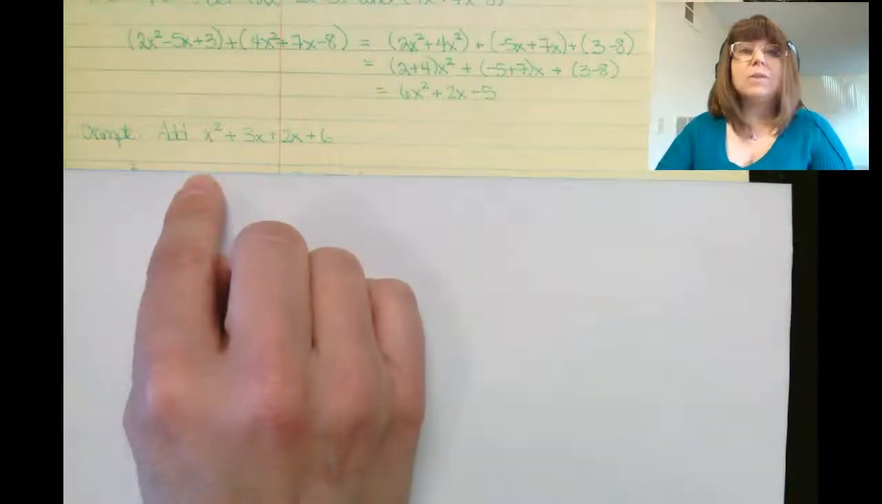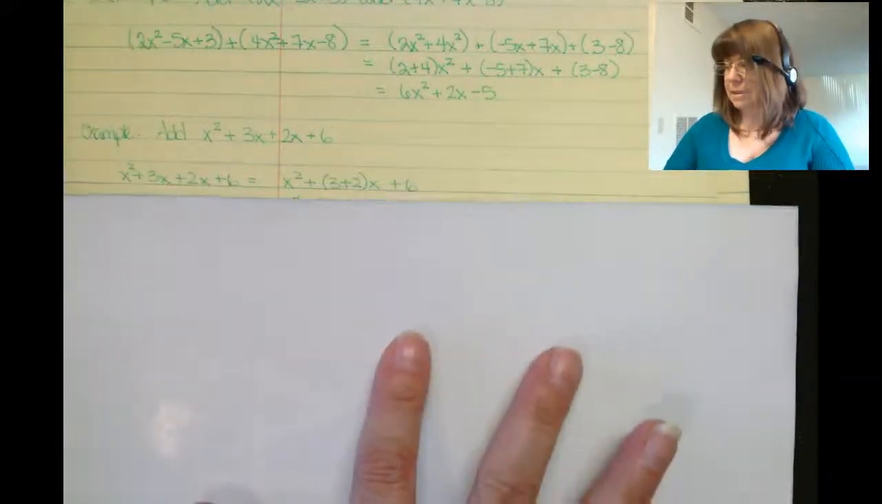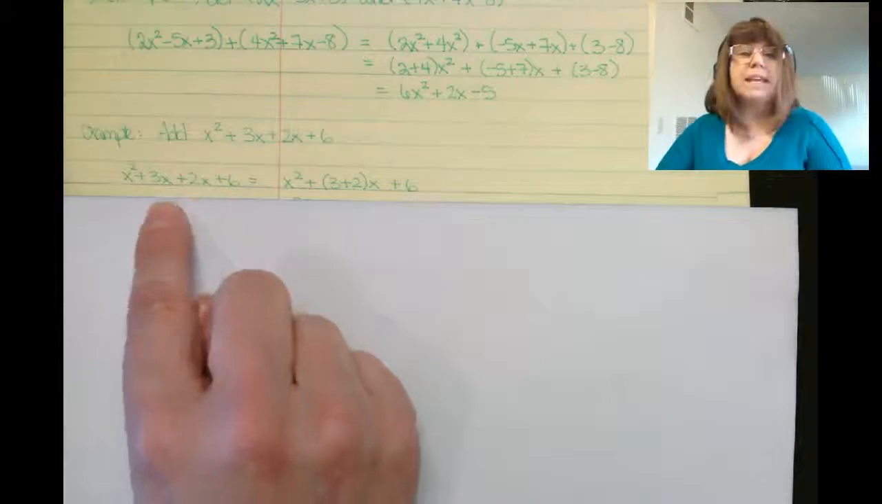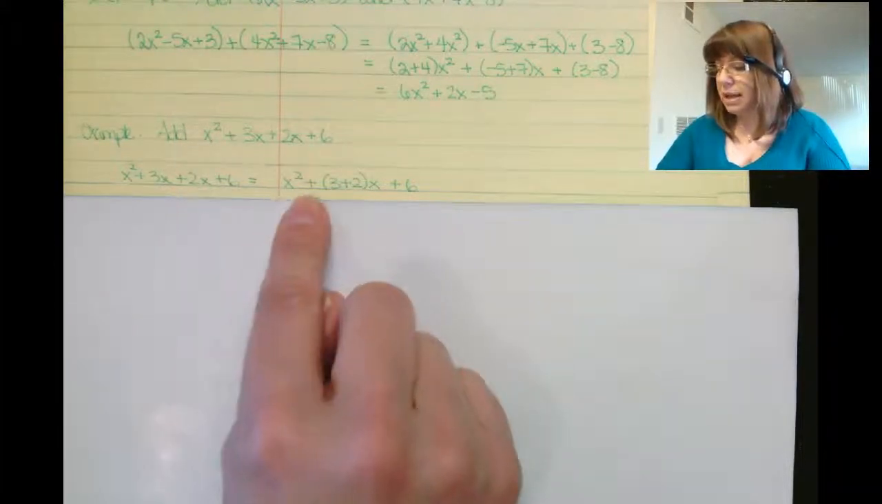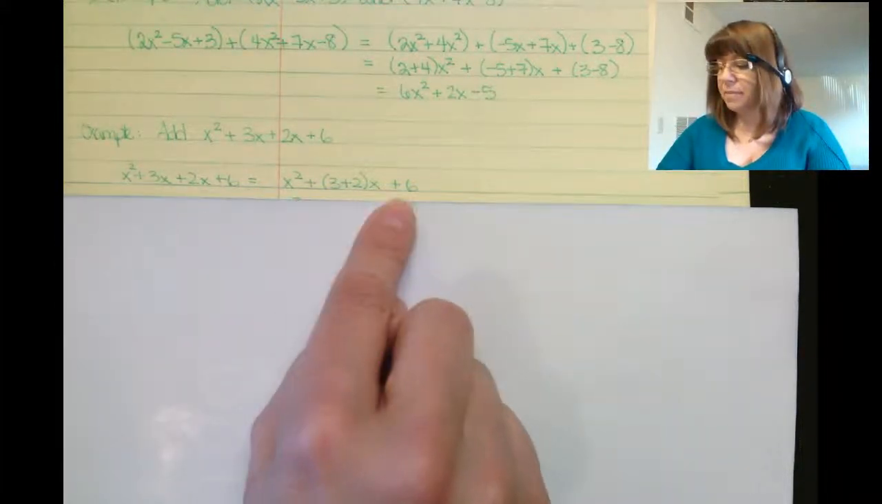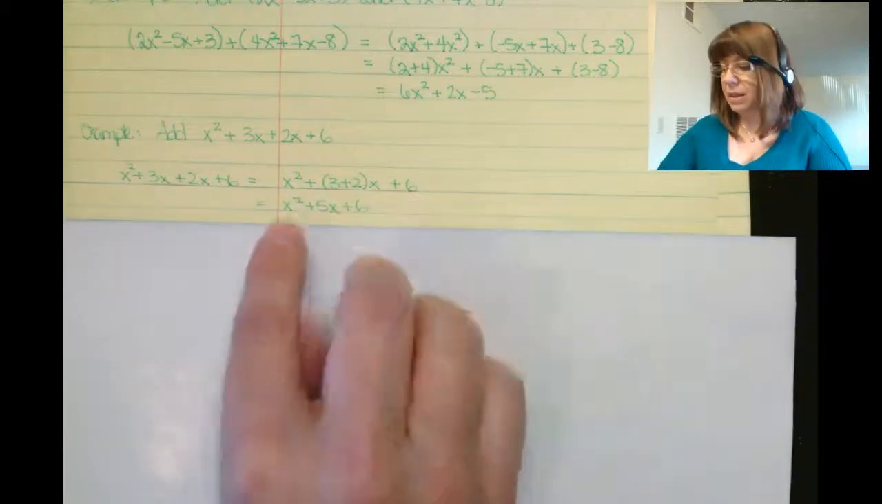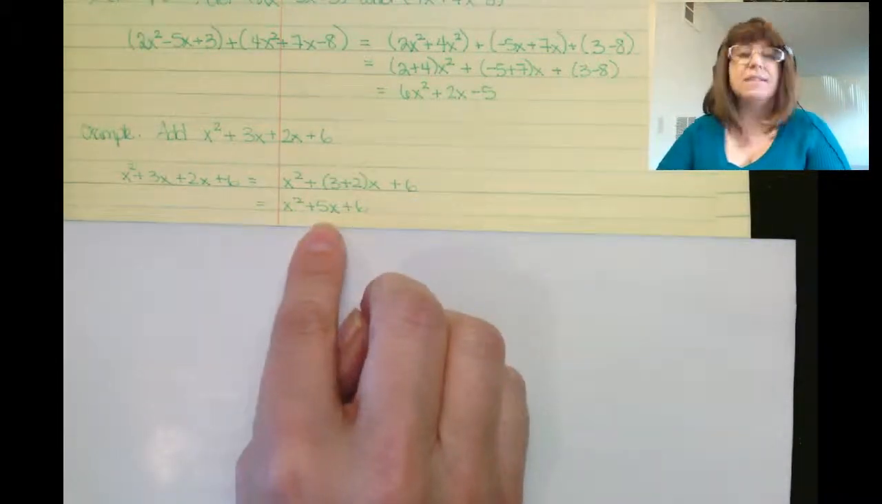Let's add x squared plus 3x plus 2x plus 6. Well, the only like terms that I can combine are going to be the x's. So that gives me x squared plus 3 plus 2 x's plus 6, giving me x squared plus 5x plus 6.